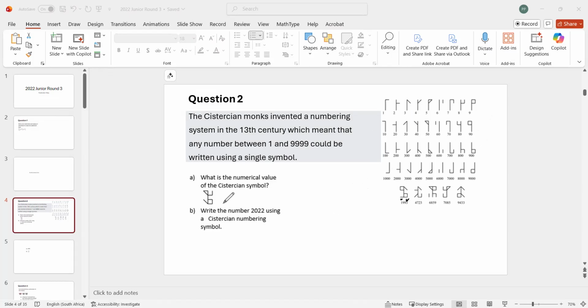All right. So we can do the same thing if we look at this. Start from this one here. This is 3000. There it is, 3000. Then you look at the symbol here.